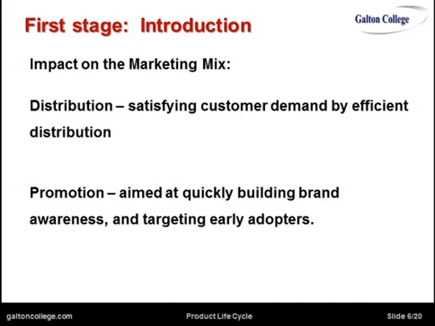On distribution, in the introductory stage, the aim is to satisfy customer demand by efficient distribution. Efficient distribution means the customer gets the product quickly, and that adds to their positive experience. As for promotion, it's aimed at quickly building brand awareness and targeting early adopters. So promotion needs to be rolled out efficiently at the earliest stage.